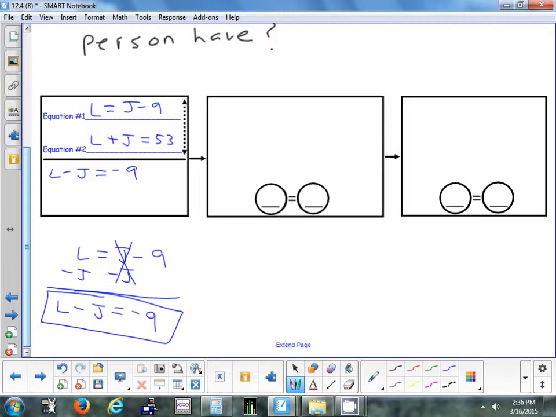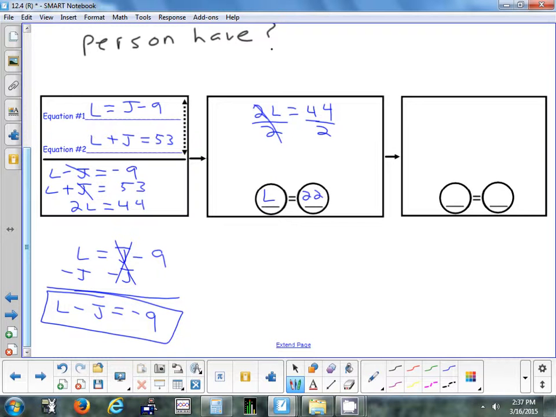Was the bottom equation okay? Yes. And the J's cancel. How many L's do we have? 2. What's 53 take away 9? 44. Right? So negative 9 plus 53 gives you 44. What's L? Divide, and what do you get? 22. So L is 22.